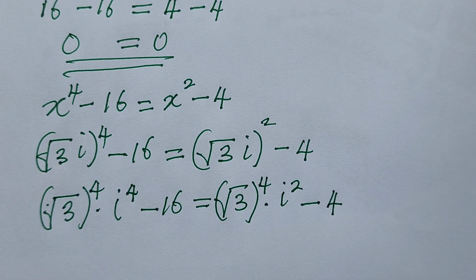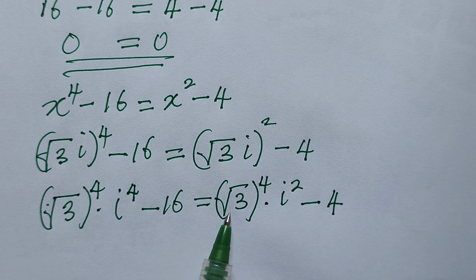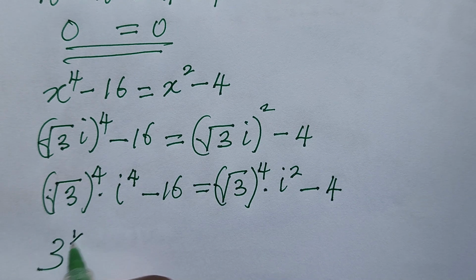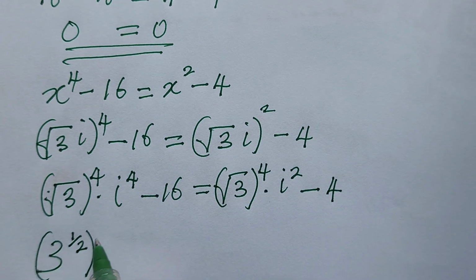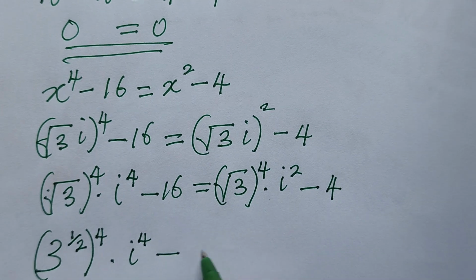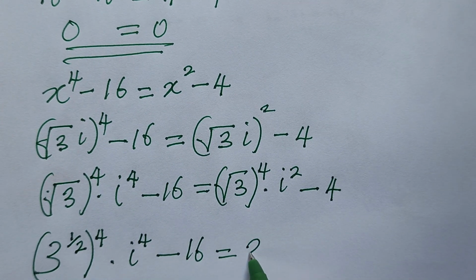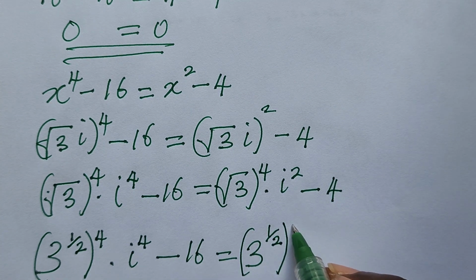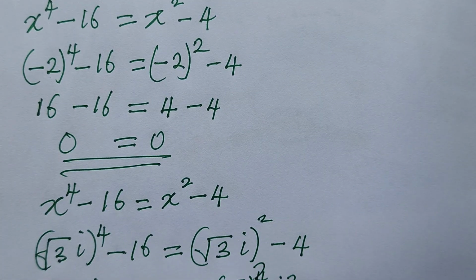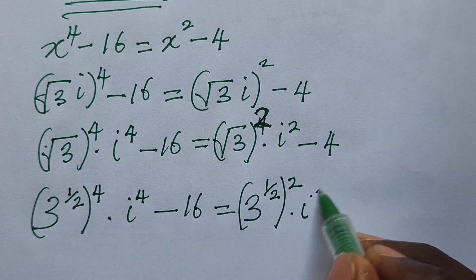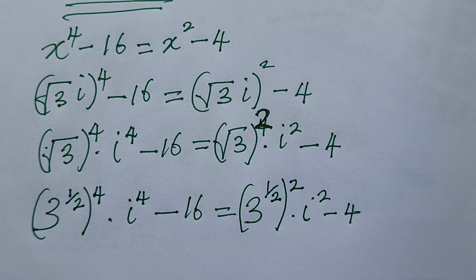Okay, so here it is easy. We can rewrite this radical and rewrite this radical. So this is the same thing as 3 to the power of 1 over 2, all to the power of 4, times iota to the power of 4 minus 16 equal to 3 to the power of 1 over 2, all to the power of 2. Sorry, yes, 2. Times i to the power of 2 minus 4.